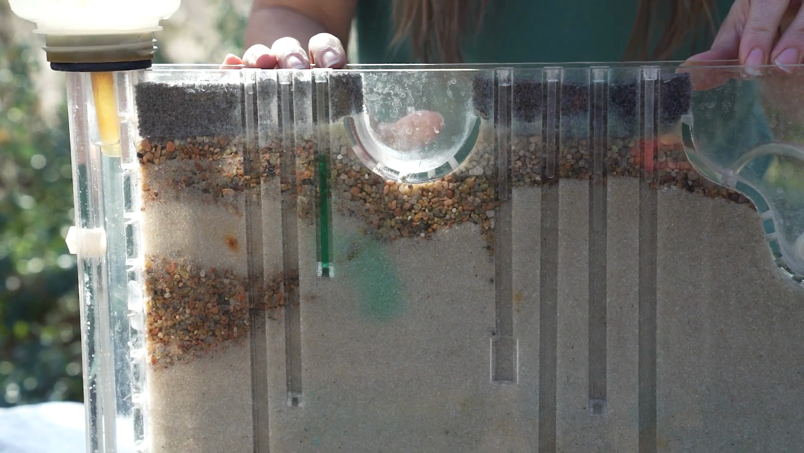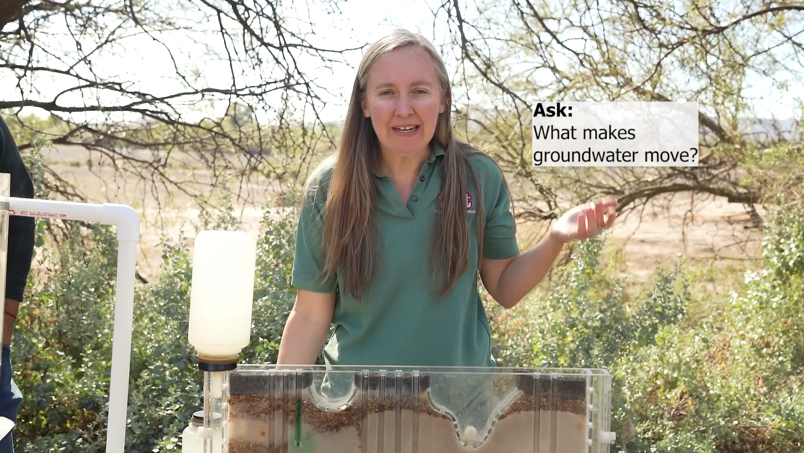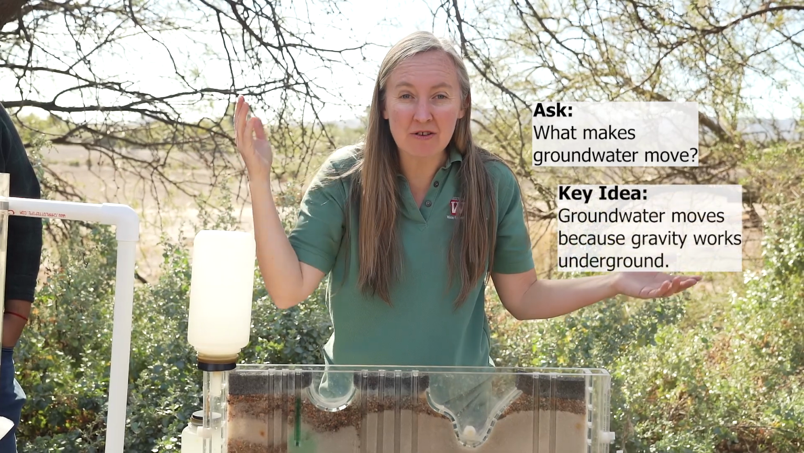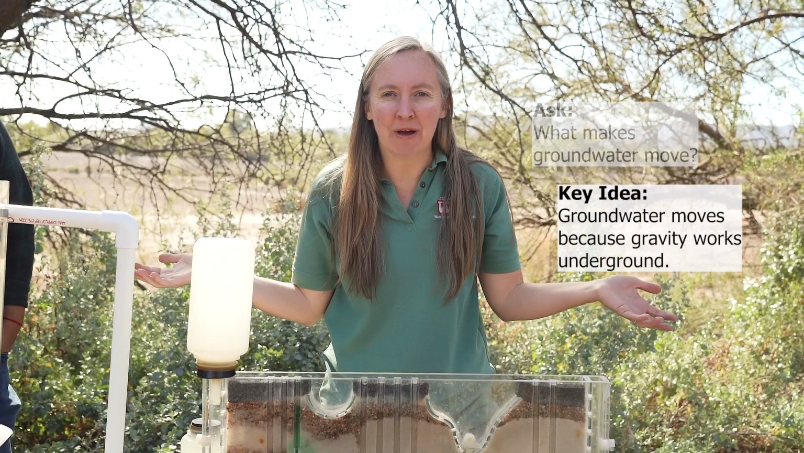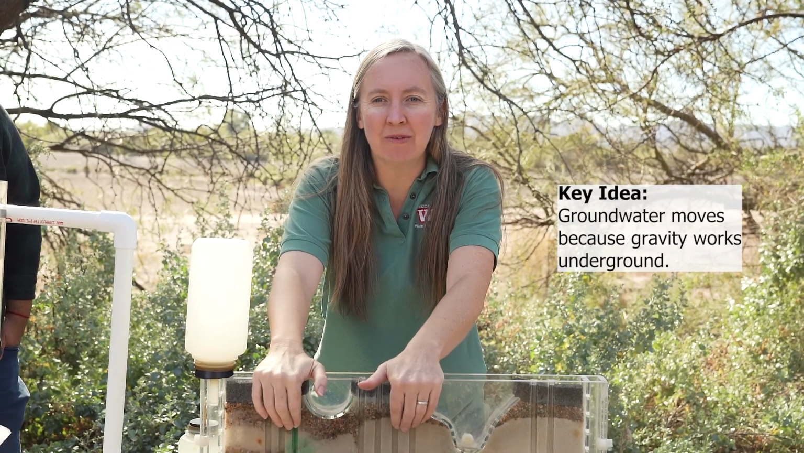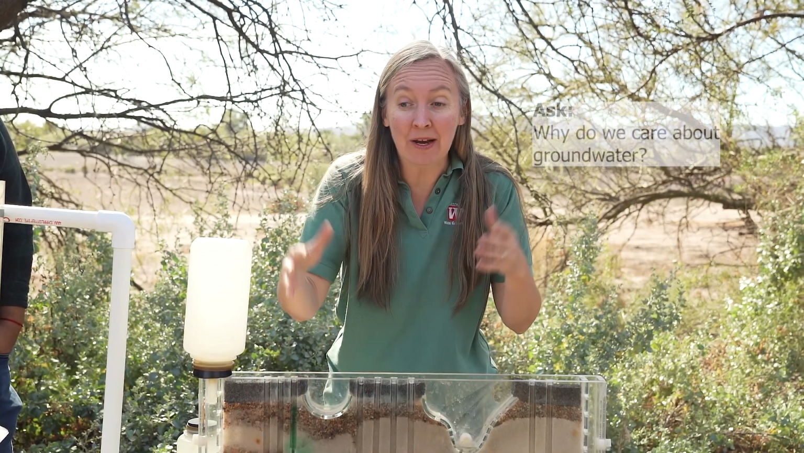So we want to remember, what makes groundwater move? Gravity. Gravity, that force that makes water go from a high place to a low place, works underground just as well as it does above ground. So gravity makes groundwater move, and it's between the grains of sand and gravel. Those are two of our big ideas. And our third big idea that we want to get from the groundwater model is, why do we care about it?